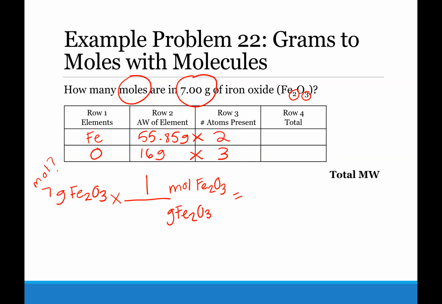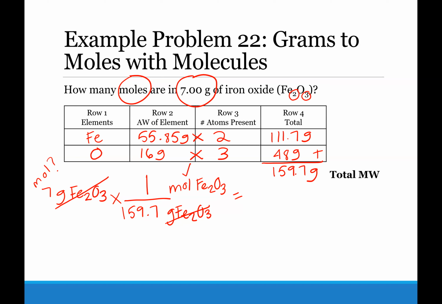So 55.85 times 2 is 111.7 grams. 16 times 3 is 48 grams. And now we're going to add row 4. So 111.7 plus 48 equals 159.7 grams, and that's going to go over here. So 159.7 grams. So grams cancel and we're left with moles.